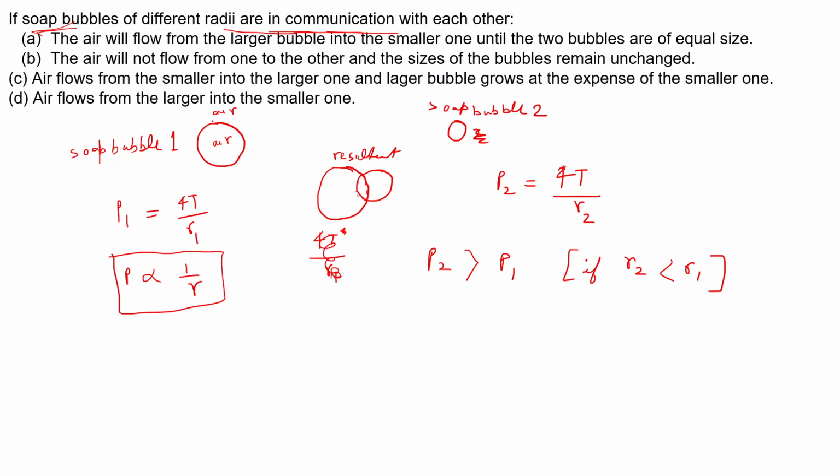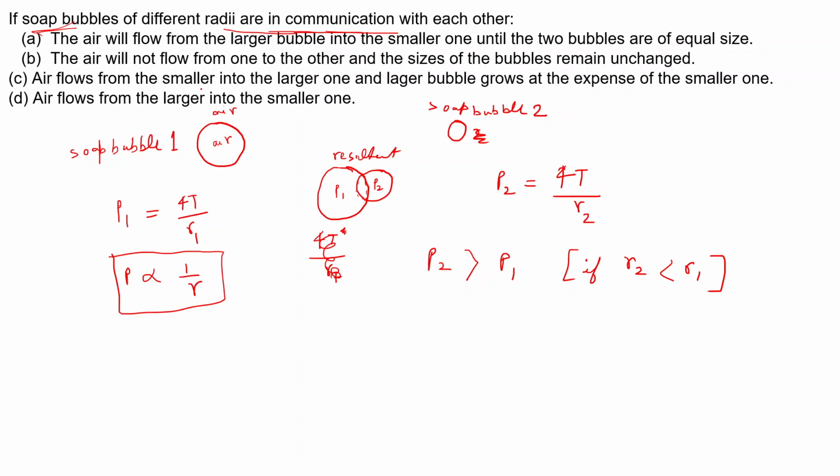So there is more pressure inside the smaller soap bubble. Which one is the correct statement? There is excess pressure inside the small soap bubble and less pressure inside the bigger soap bubble, here is P1, here is P2. Since P2 is more than P1, the air will flow from soap bubble 2 to soap bubble 1, and it will keep on increasing.